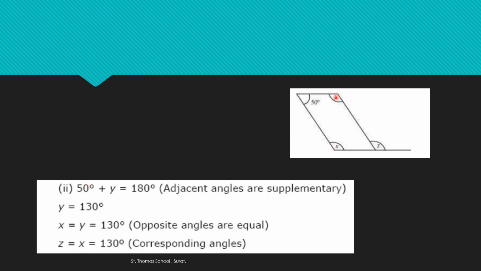And this y and x both are opposite angles, right? So y is equal to x, that is 130, opposite angles are equal. And what about this x and z? So see, this is parallel, right? And this is transversal. In the last year we have studied these two are parallel and this is transversal. So this angle and this angle are corresponding angles. Clear? So x is equal to z, that is 130 degrees, because of corresponding angles.